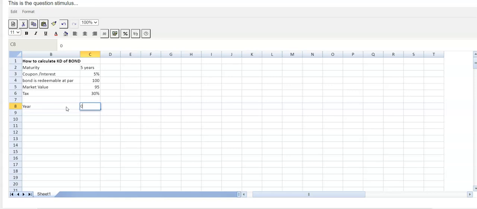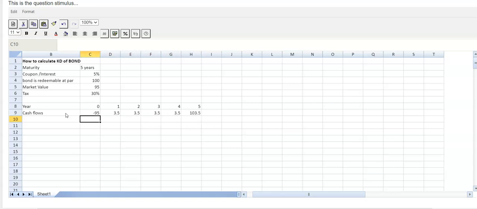Right here, using keypad on the keyboard, write cash flows. You will put market value as a negative number. And instead of writing 5% of 100, you will take the after-tax cash flow, that is 5 into 0.7, 3.5. Copy this 3.5 into all cells, and in last year it will be 103.5, because in last year you will receive interest plus the redemption value.